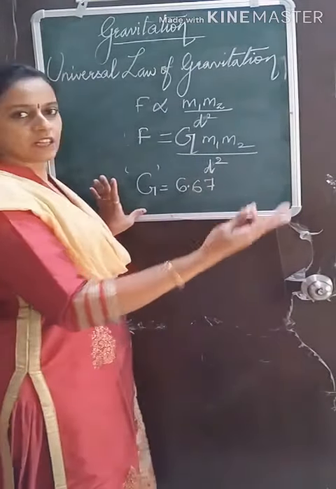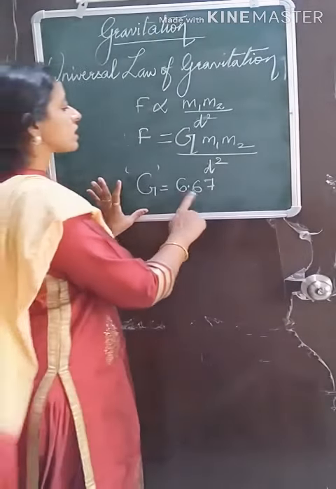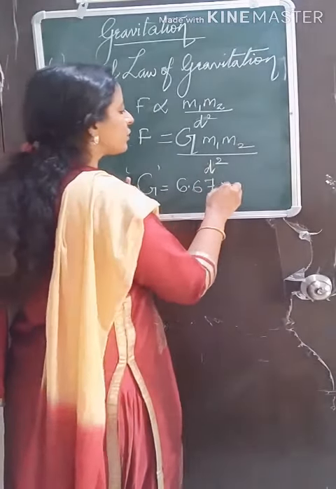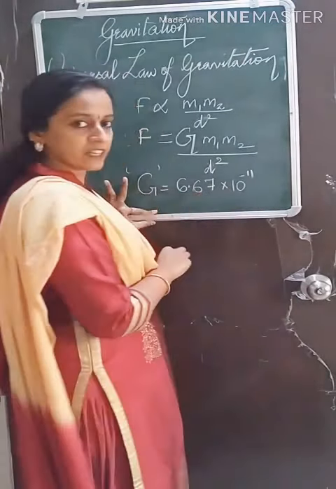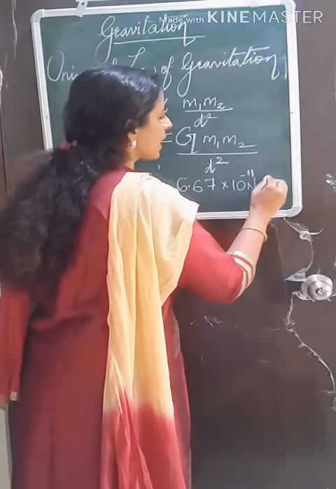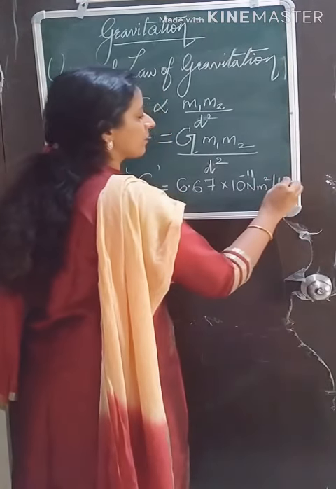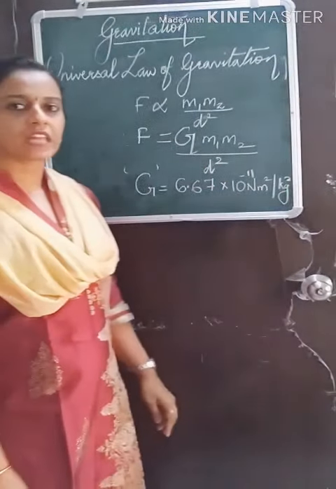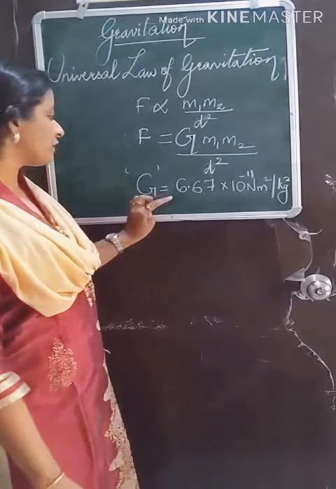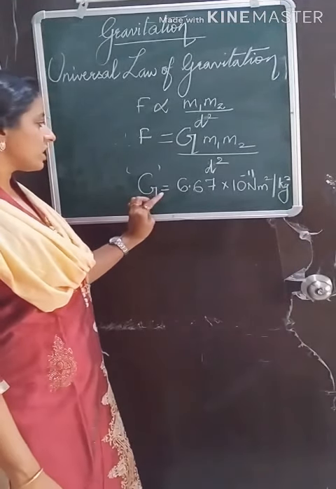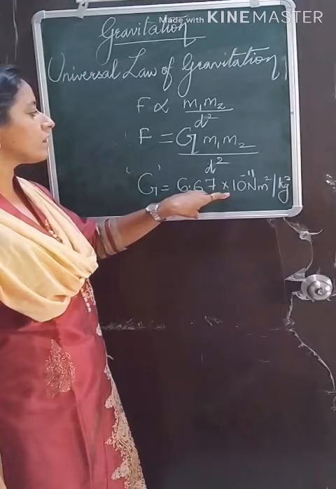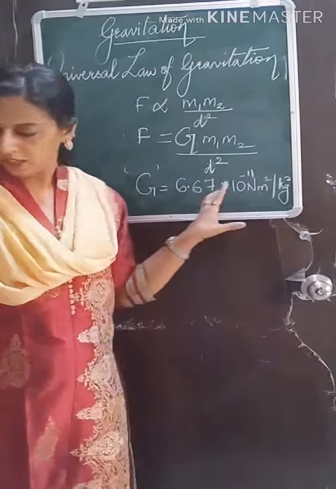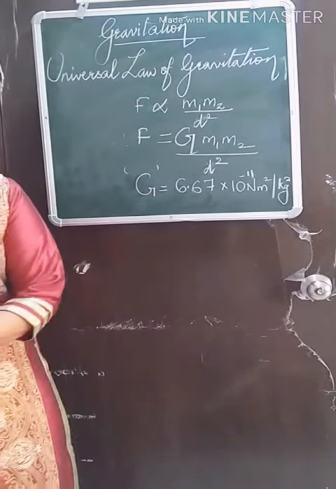6.673, but we will not write 673 because in the sums we take only 6.67. In most of the sums we take it like this: 6.67 into 10 raised to minus 11 Newton meter square per kilogram square. Now from where this Newton meter square per kilogram square came, that also I'll explain to you. For the time being you write till here. G is equal to 6.67 into 10 raised to minus 11 Newton meter square per kilogram square. Okay? Let's move ahead.